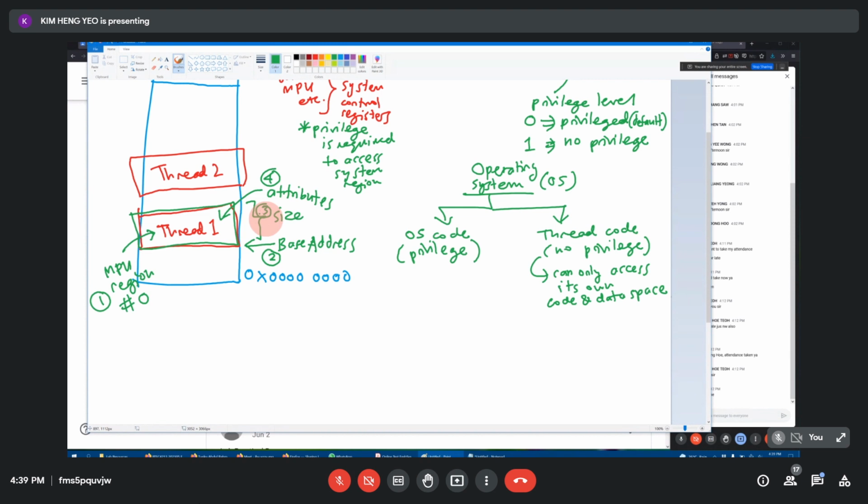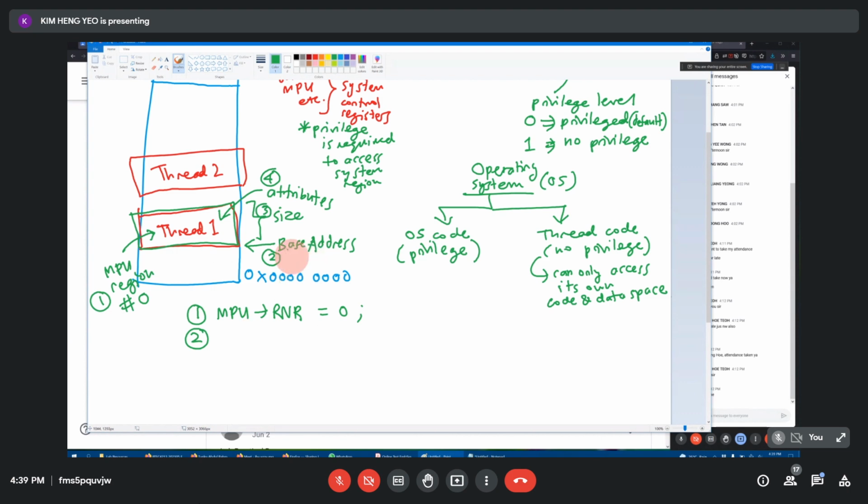Okay, so we want to program the MPU, right? So we have to use the MPU registers. Step 1, you want to program the region, right? You use the MPU region number register. Put in the value 0. Okay, done. So I've selected region 0.